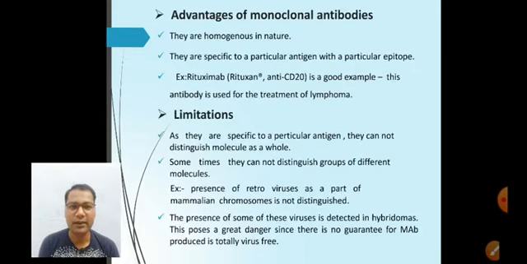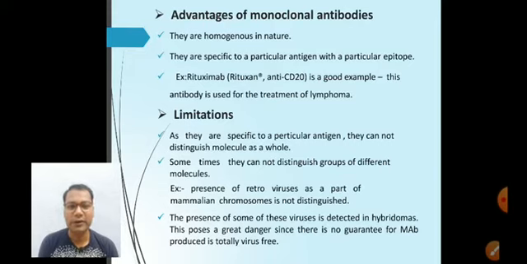What are the advantages and limitations of monoclonal antibodies? If we talk about advantages, they are homogeneous in nature. They are specific to a particular antigen with a particular epitope. For example, rituximab, an anti-CD20 product, is a good example. This antibody is used for the treatment of lymphoma.